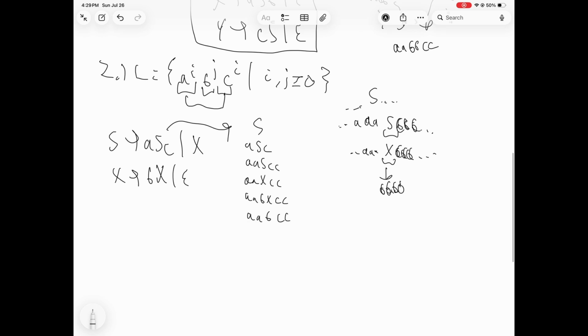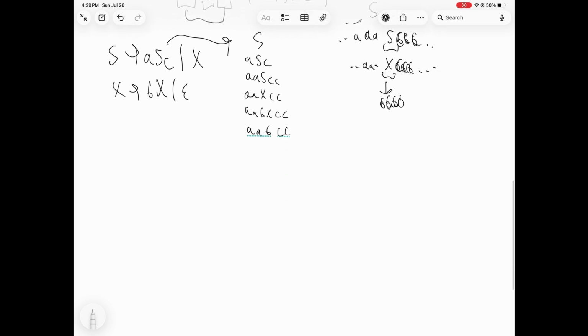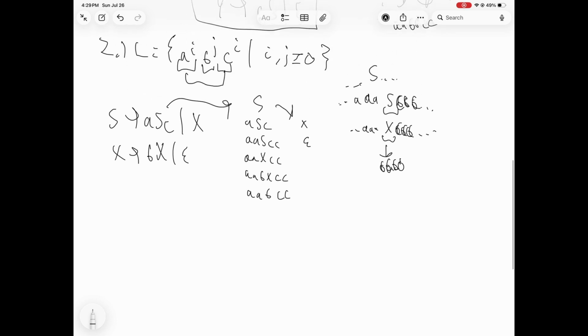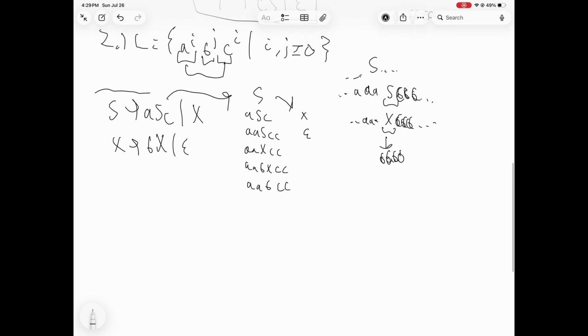Okay, I and J can be greater than or equal to 0. Well, yes, they can. S could just go straight to X, and then X could just go straight to epsilon. All right, this is going to be the context-free grammar for the language A to the I, B to the J, C to the I, such that I and J are greater than or equal to 0.